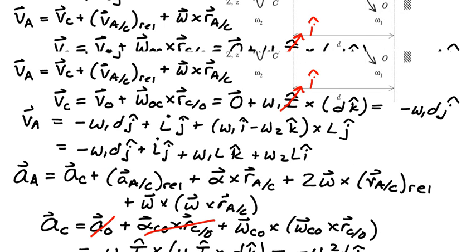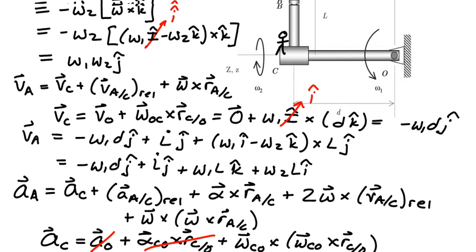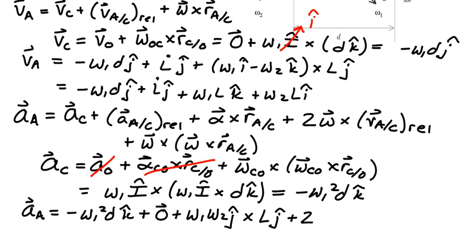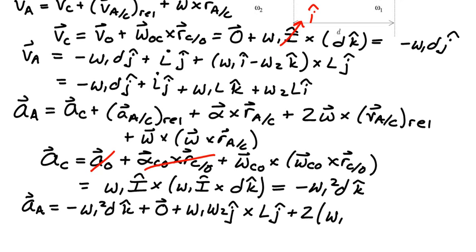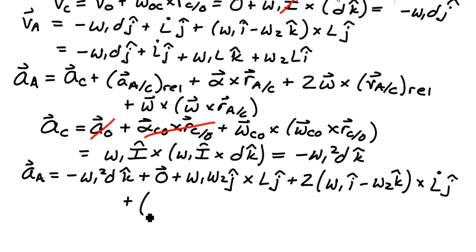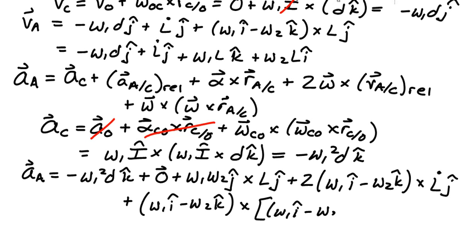Let's go up and get omega. Omega is omega 1 in the little i minus omega 2 in the little k. And I'm going to cross that with the velocity of A with respect to C relative, which is L dot in the little j. I can then add to that the triple product term, which is omega 1 in the little i minus omega 2 in the little k, cross with the product of omega 1 in the little i minus omega 2 in the little k, cross with R of A with respect to C, which is L in the little j.